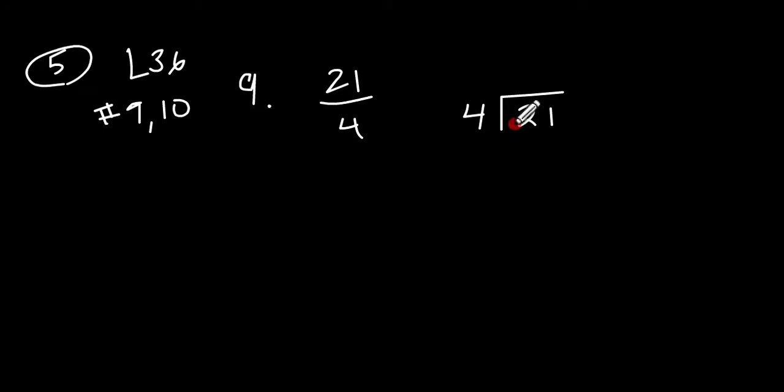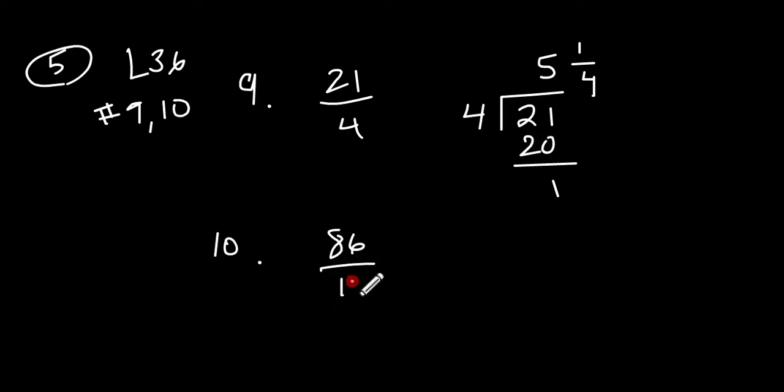So we're just going to divide it. We're going to make it into a mixed number. So it's going to go in 5 times. You take your remainder and you write it as the remainder over the divisor, and it's 5 1/4. And number 10 is similar, 86 over 11. Do the same thing. Make sure you divide your numerator by your denominator.